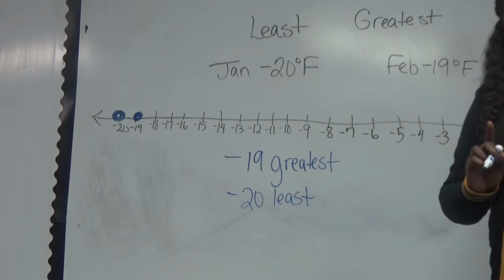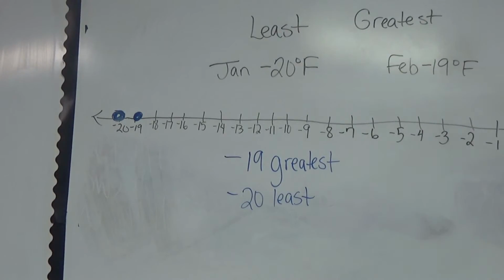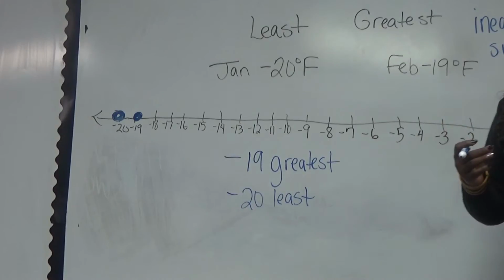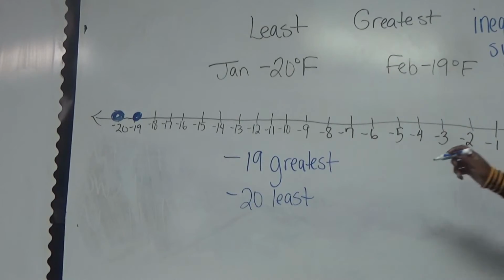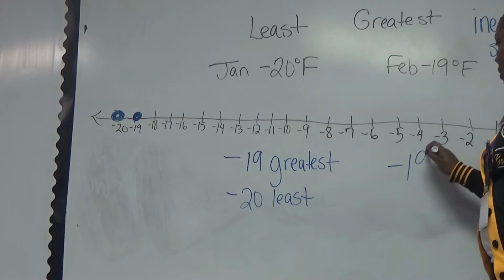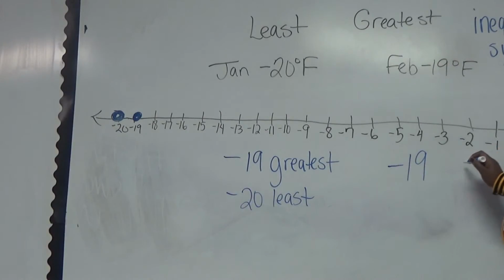Now, we're going to talk about something called an inequality symbol. A lot of you have already heard of it, but you don't know what it's called, okay? So, it's called an inequality symbol. If I wanted to write this in an inequality statement, all I have to do is say negative 19 is what negative 20? Greater than. So I'm going to put a box here. Negative 19 is blank than negative 20.